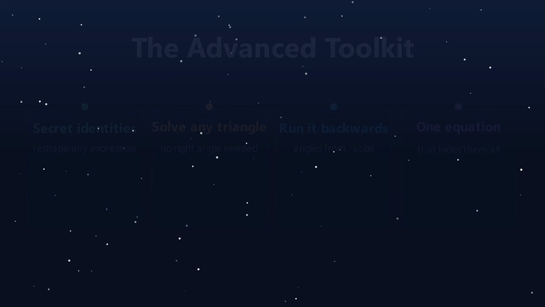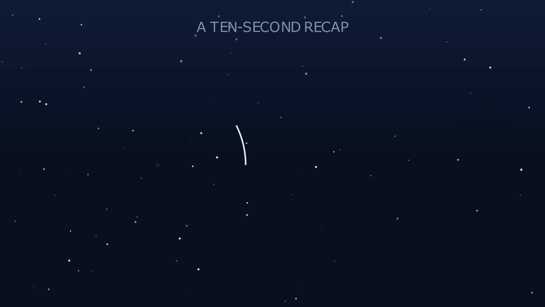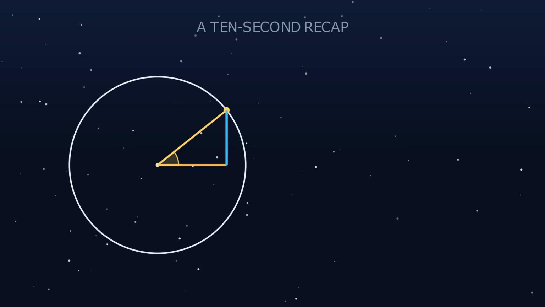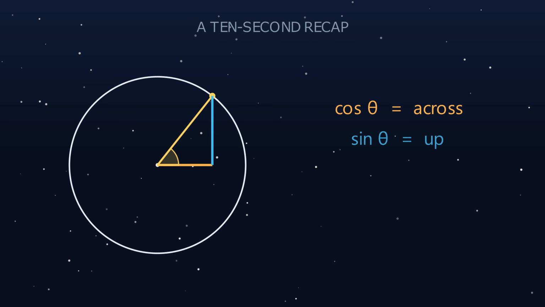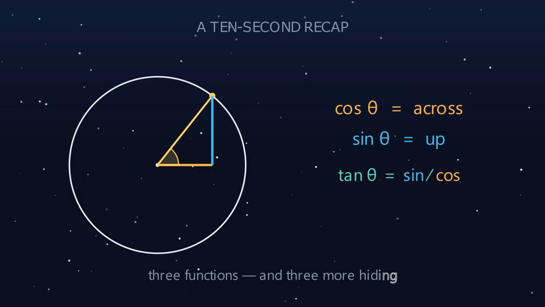A 10-second recap. On a circle of radius 1, take any angle measured from the right. The horizontal position of the point is the cosine, the vertical position is the sine, and their ratio, sine over cosine, is the tangent, the steepness of the line out to that point. 3 functions, but there are 3 more, and they've been hiding in plain sight.